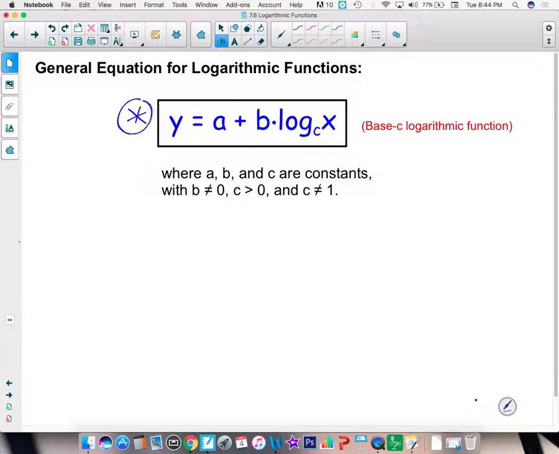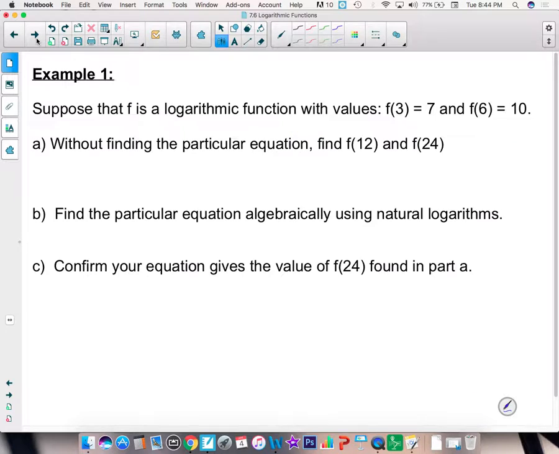I want you guys to remember that. You're going to need it. So for the first problem, go ahead and write down the important information. Pause the video so you can do that. So we're looking at this example. Suppose that f is a logarithmic function with values f of 3 equals 7 and f of 6 equals 10. So without finding the particular equation, find f of 12 and f of 24.